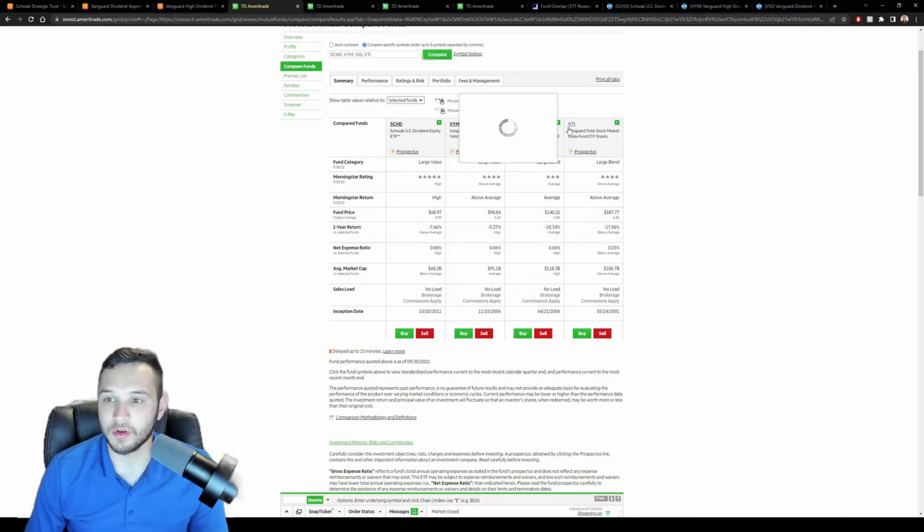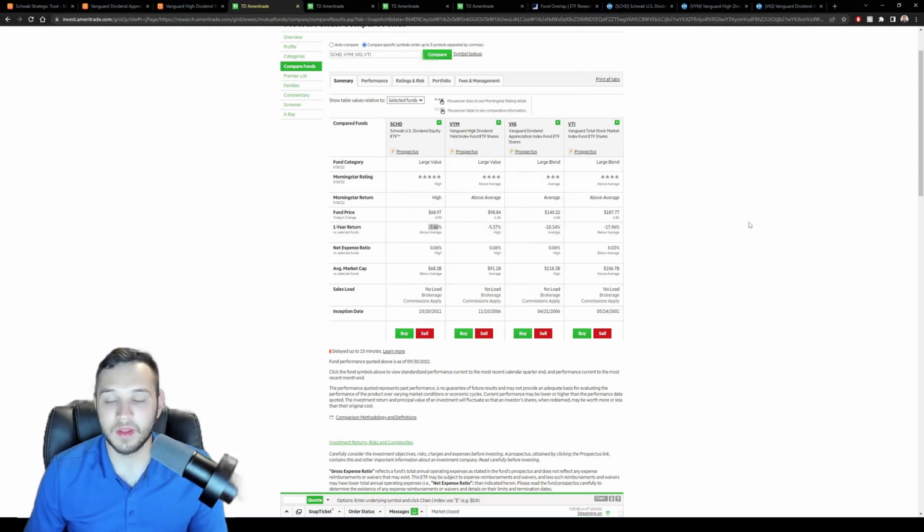So for example, the total market VTI, which is my personal favorite total stock market index fund, has returned minus 18% in the past year. VIG dividend appreciation has lost 10%. VYM, which is a high dividend yield, minus 5.4%, and SCHD, which is kind of a blended fund, minus 7.5%.